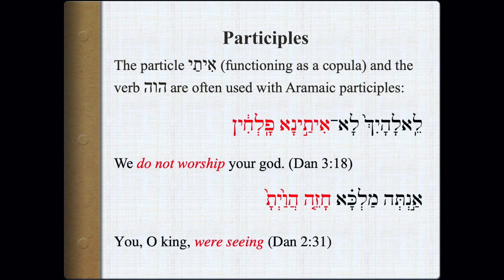In the second example, and we have seen this quite a bit, and I have talked about it as the periphrastic construction, you have, you, O king, you were seeing, with the participle plus the verb to be, hava. And this is used quite frequently.